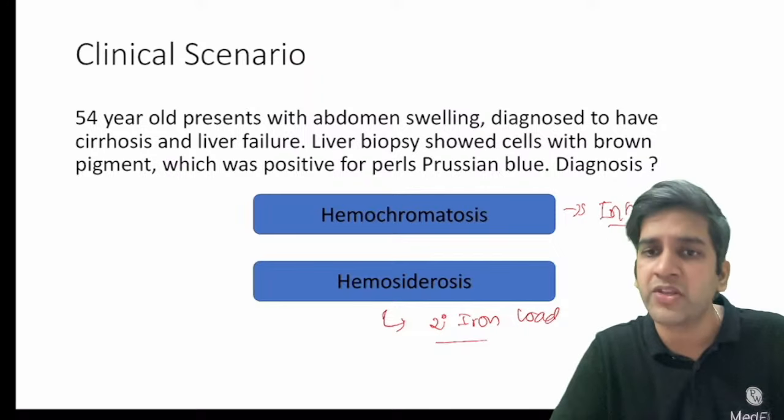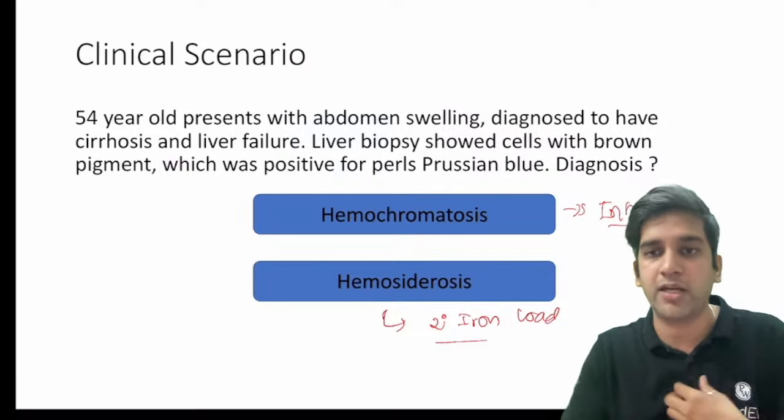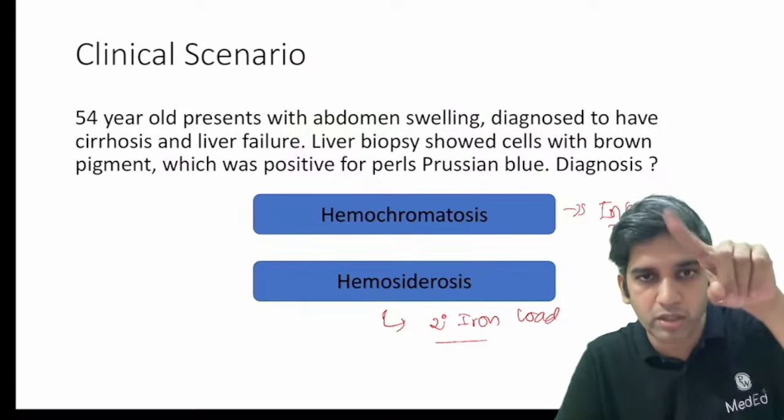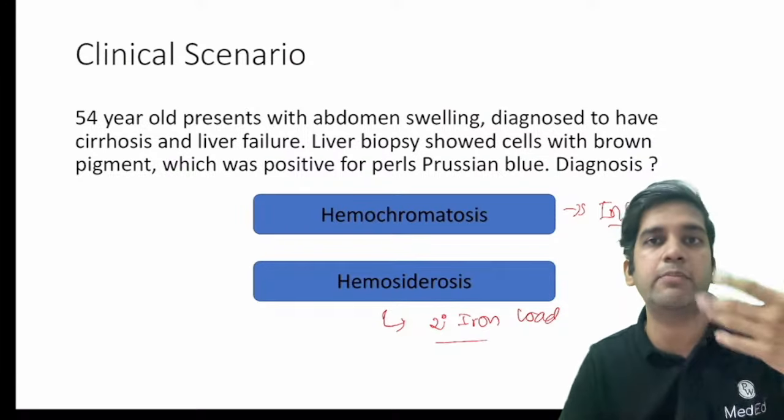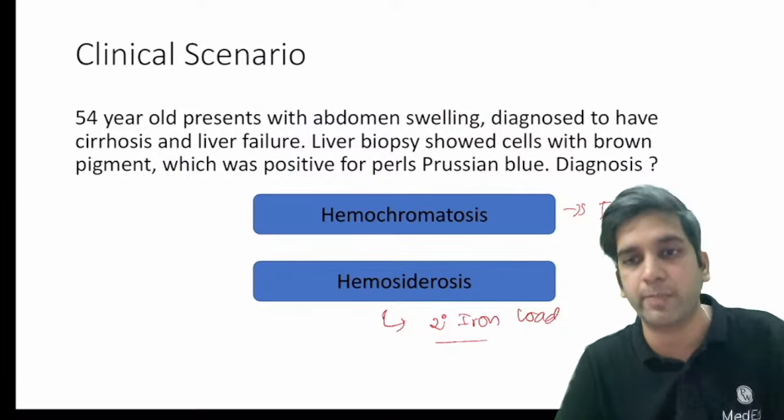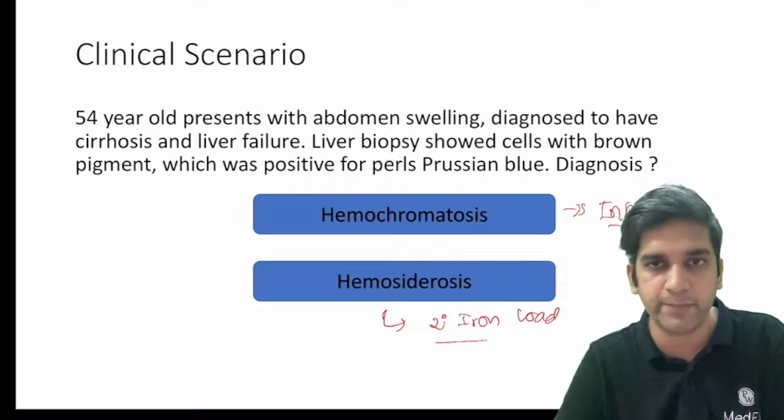Perfect. Okay. Secondary iron overload means repeated blood transfusion. There's more iron deposit in the patient. That's what secondary iron overload means, right?